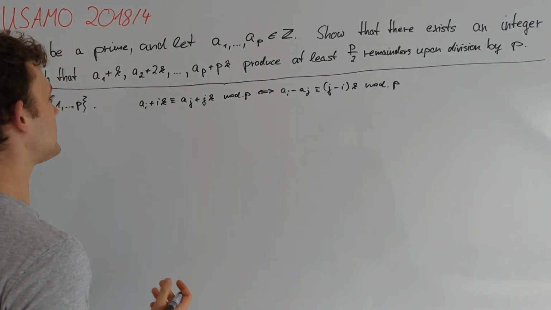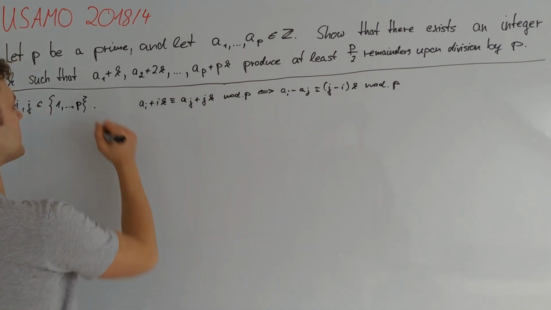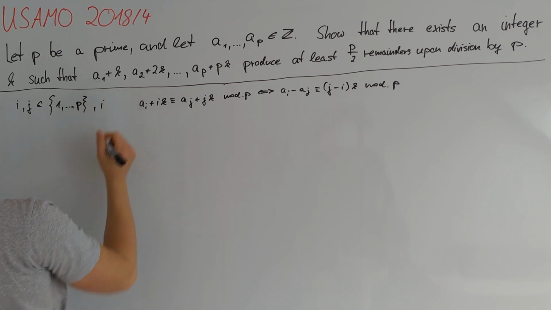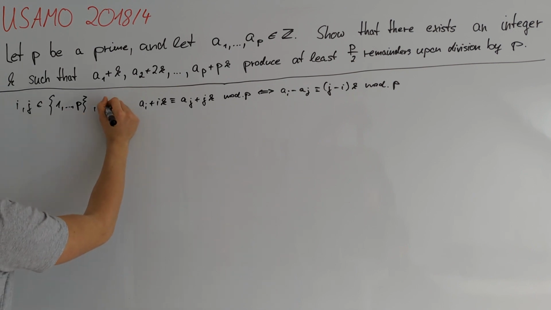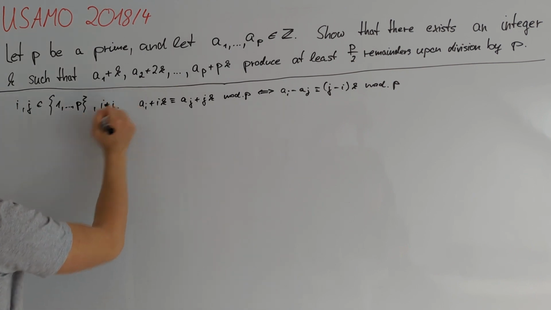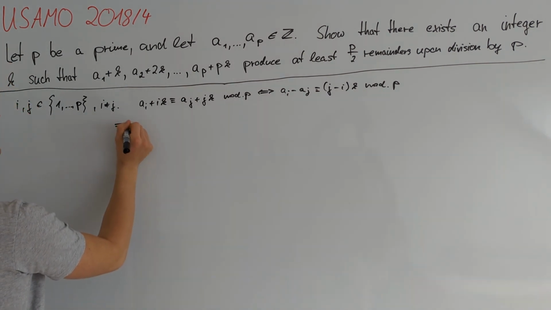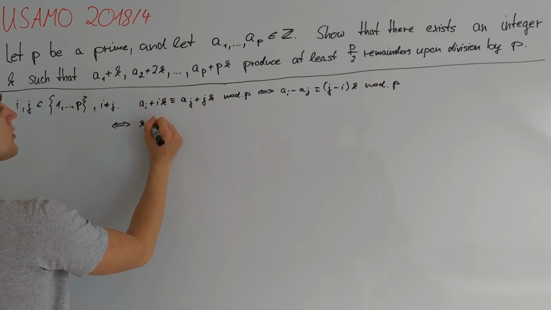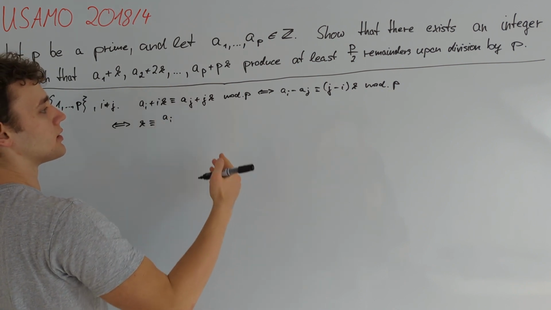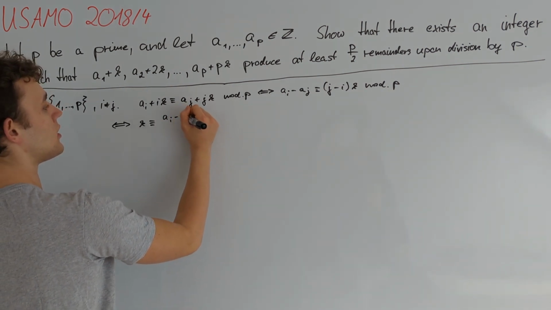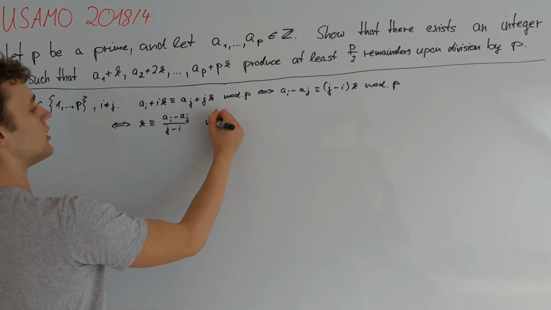But if we take a look at that case, then this congruence is always going to hold, so this is not an interesting case anyways. So let us also assume that i is not congruent to j modulo p, which is equivalent to i is not equal to j because they are between 1 and p. In that case, this is equivalent to k being congruent to ai minus aj multiplied by the multiplicative inverse of j minus i, which we write as divided by j minus i modulo p.